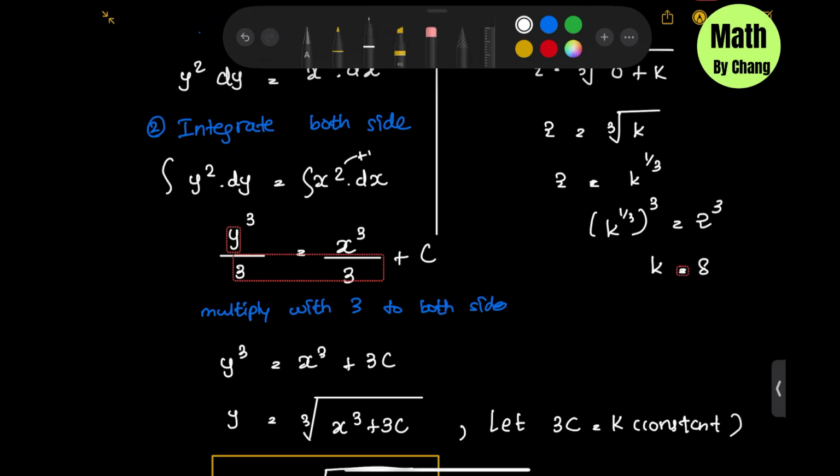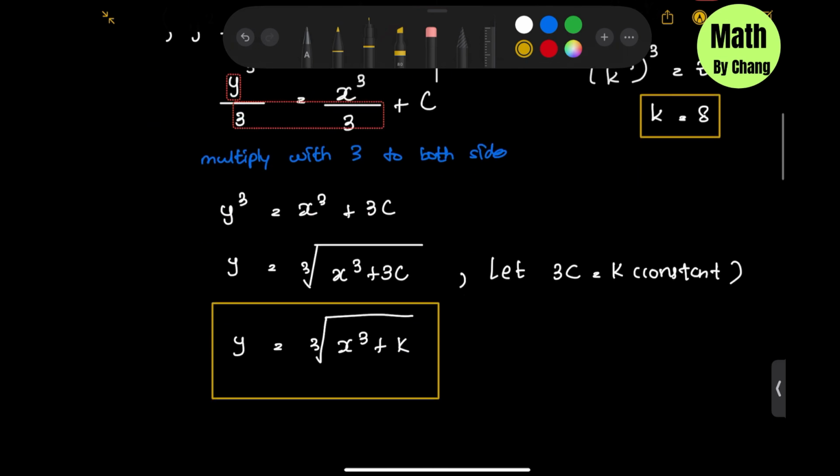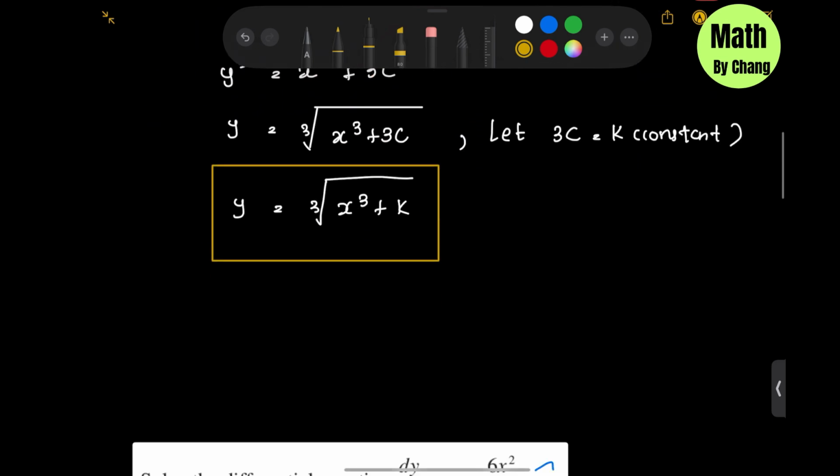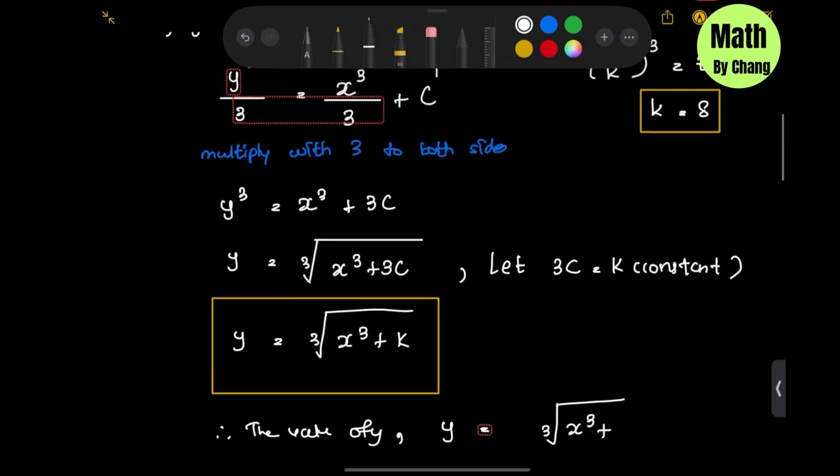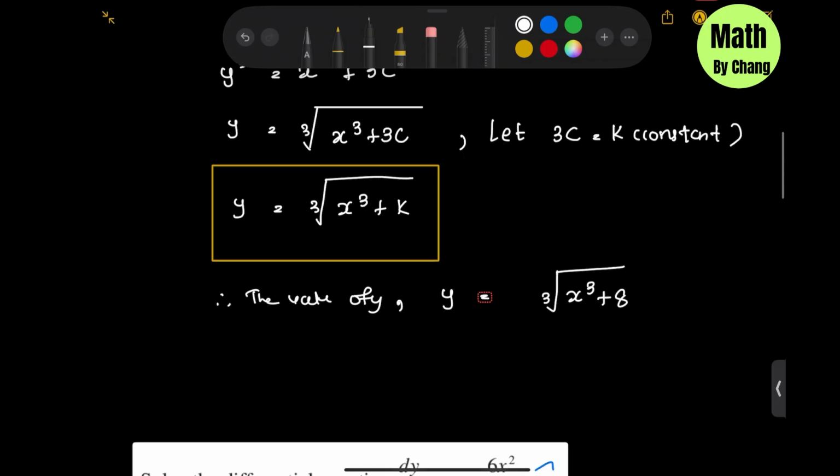So this is the value that we got here, and we substitute the value here. So the value of y equal to the cube root of x cubed plus the value of k, which is 8. Okay, so this is the final answer, and I hope you guys get this one. So we move on to the next problem, or the next example, sorry.